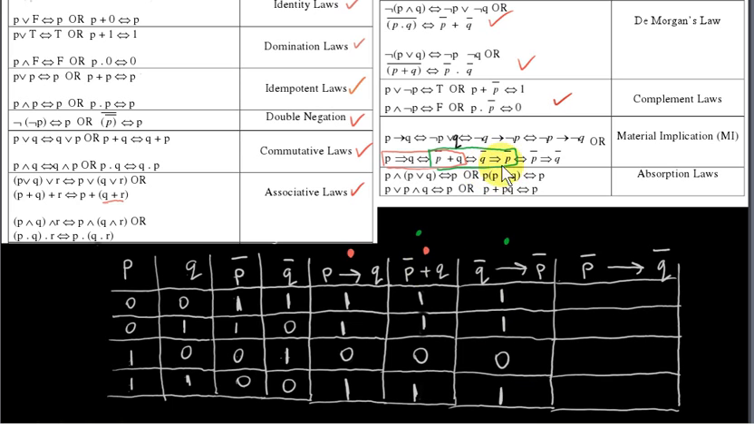Finally, the third part of material implication says that Q bar implies P bar is equivalent to P bar implies Q bar. So we need a column for P bar implies Q bar. P bar is true, Q bar is true, so the implication is true. P bar is true, Q bar is false, so the implication is false here. And the last two are vacuously true.